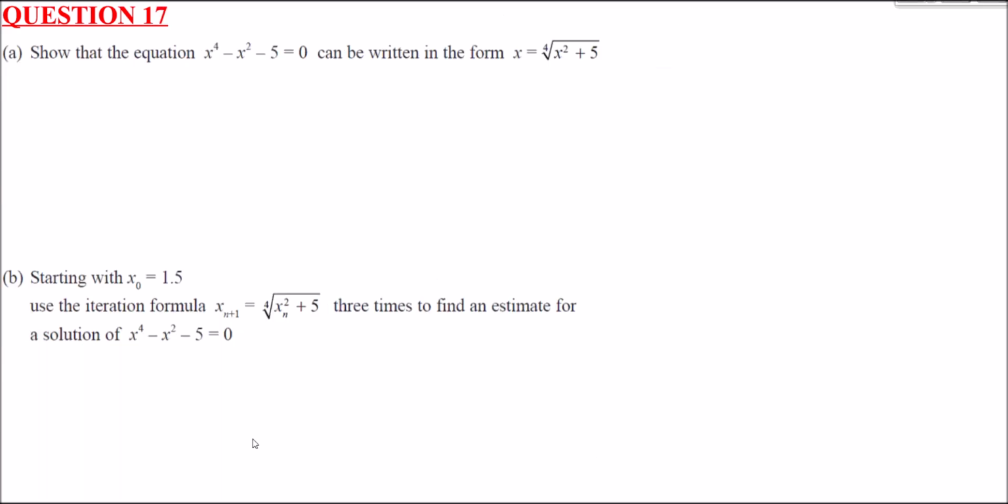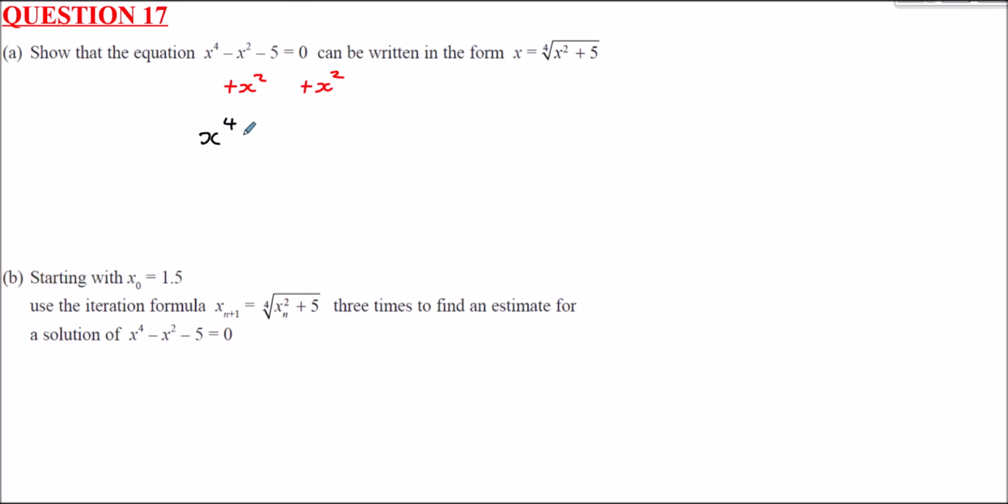Question 17, we have to show that the equation x to the power 4 minus x squared minus 5 equals 0 can be written in the form x is the fourth root of x squared plus 5. So with these questions with iterations, often part A is very simple and formulaic. We rearrange to get x to the power 4 on its own and then fourth root it. So what I'm going to suggest we do here is add x squared to both sides of this equation. Or we could add 5 first, it doesn't really matter.